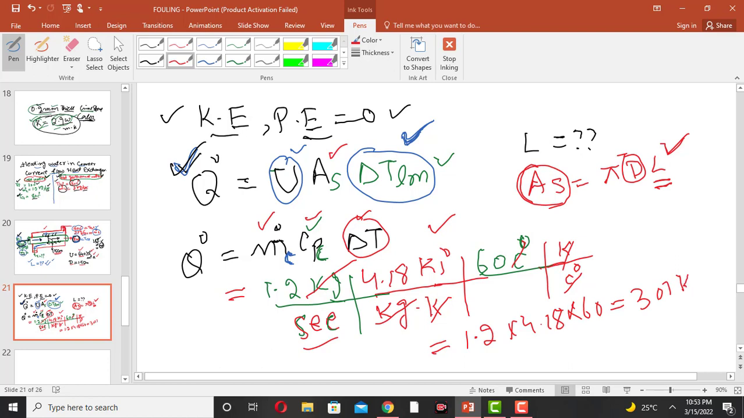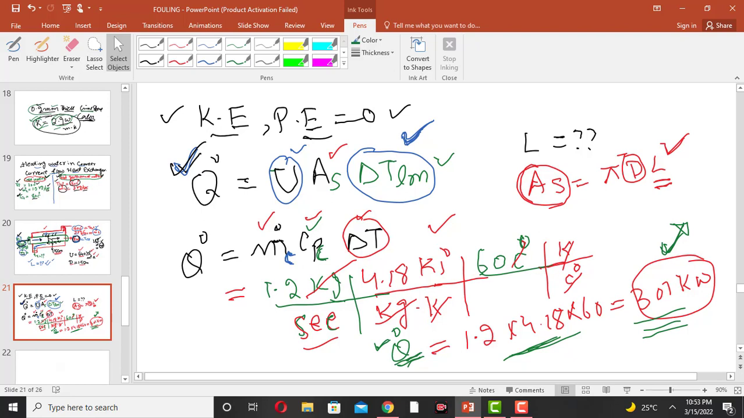So this 301 kilowatt is the energy which is given by the hot geothermal fluid to the cold water. So this Q is nothing but the energy which is given by the hot geothermal fluid to the cold water flowing inside the tube.